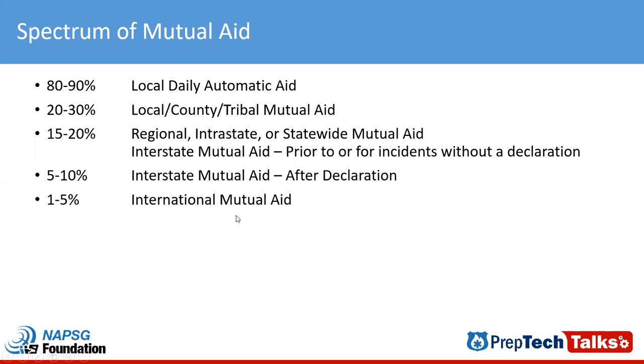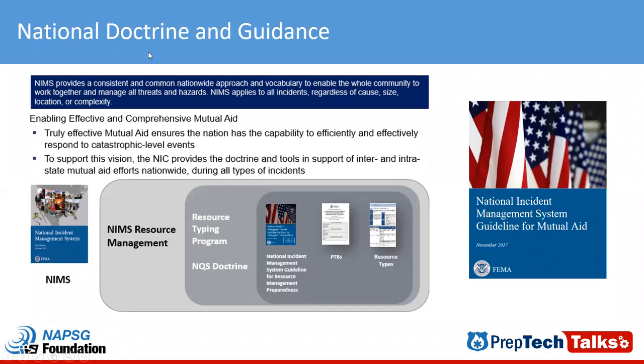And then, of course, there is international mutual aid, which many of our departments along border communities engage with as well. So just a really quick recap for those that may not be familiar, this whole mission around mutual aid and crisis management is governed by national doctrine and guidance that is provided to the community, but also developed by the community, from FEMA.